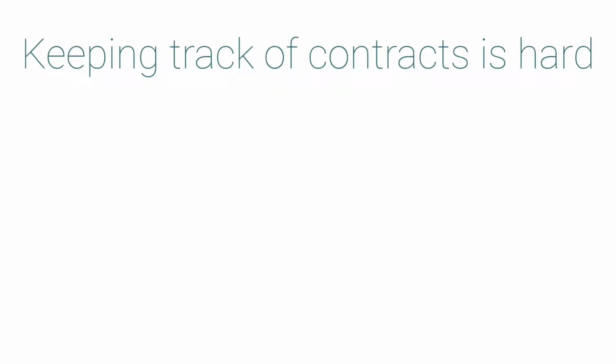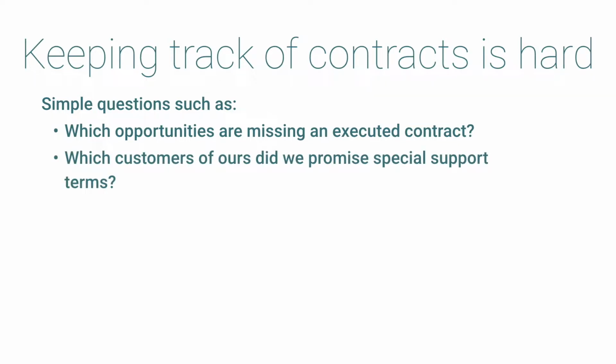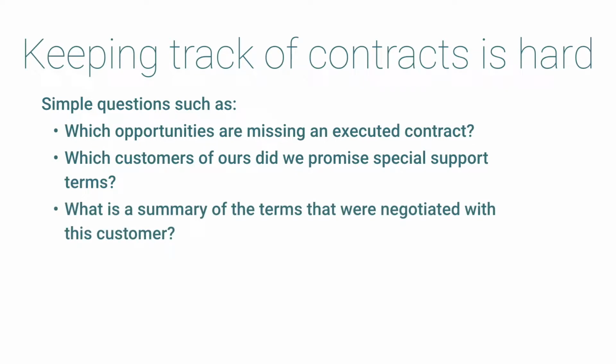Keeping track of contracts in Salesforce is not easy. Simple questions such as, which opportunities are missing an executed contract? Which customers of ours did we promise special support terms? Or even, what is a summary of the terms that were negotiated with this customer? These are not easy to answer and are typically tracked by manual, error-prone data entry.